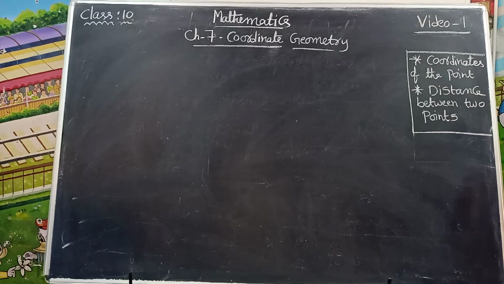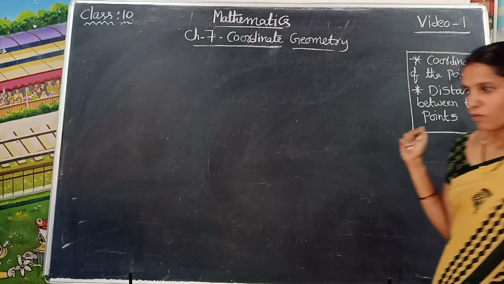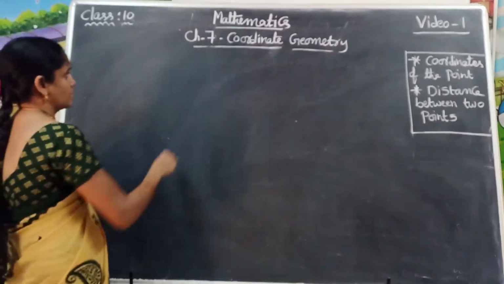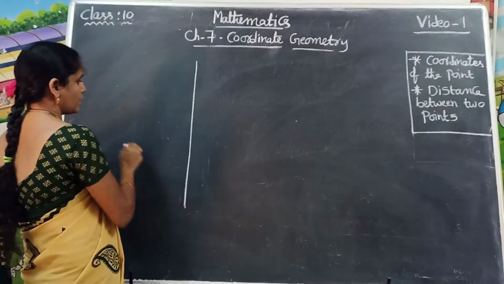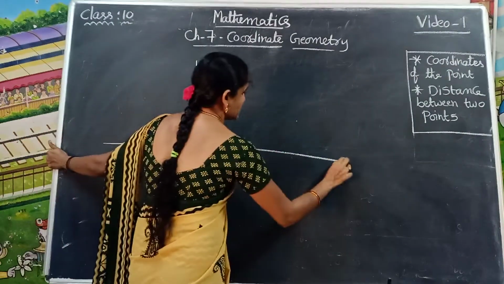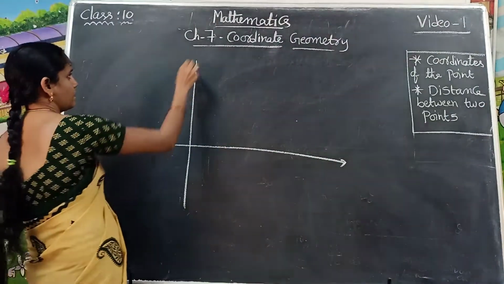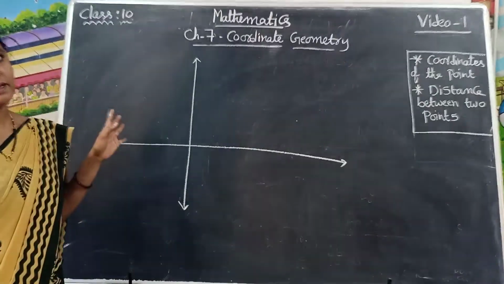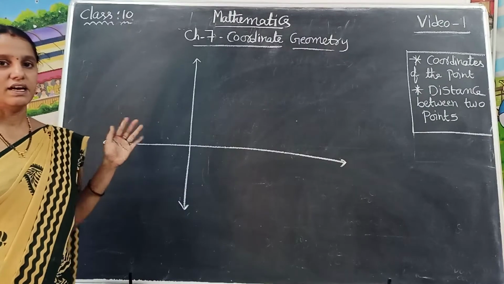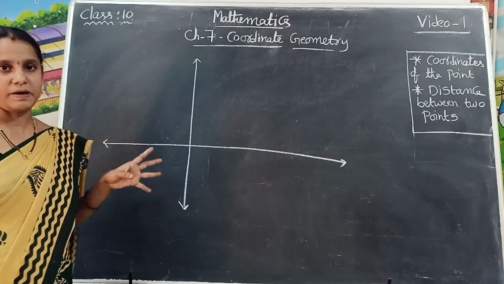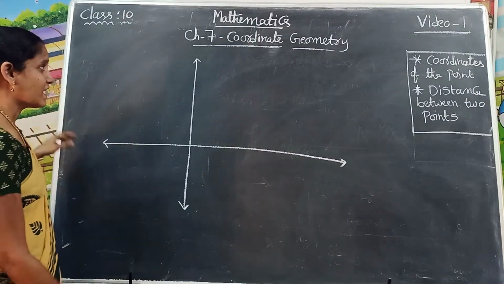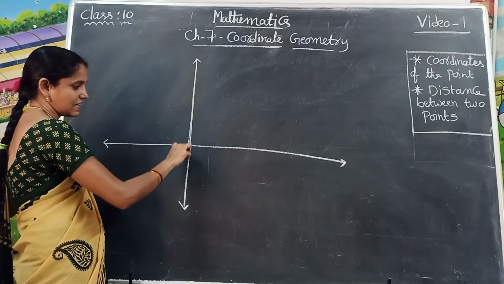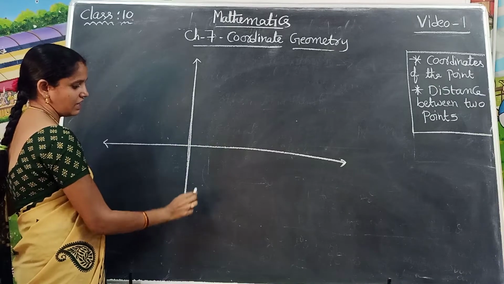So here, coordinates of the point. First of all, what are coordinates? Already you know, we will represent the points in Cartesian plane or graph paper. Coordinate plane, Cartesian plane or graph paper. So here in Cartesian plane, if you see, this is vertical line. Is it correct?